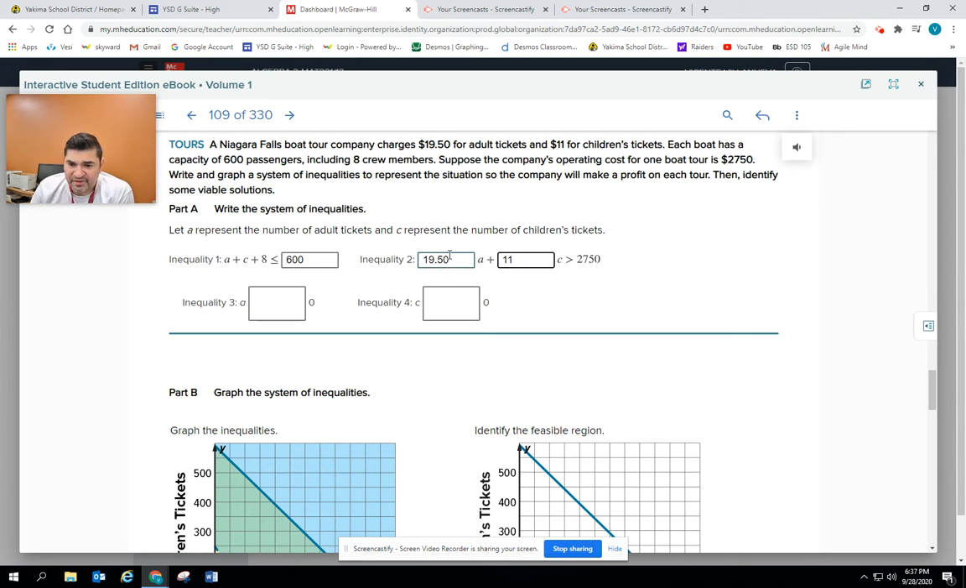So you have to have a certain amount of adult tickets and a certain amount of children's tickets to make a profit of 2,750. Obviously, the more adults that you take on the trip, the more profit you can make because they charge more for adults. Okay, inequality number 3 is A times, what do you guys think?